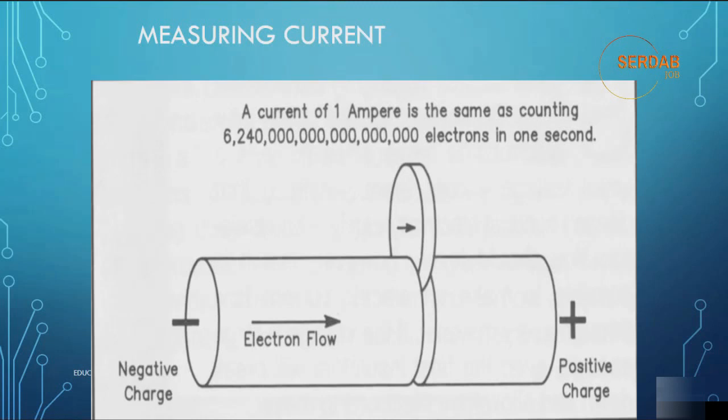Current is measured in amperes and, as shown in this illustration, 1 ampere is a large number of electrons flowing past a spot in the conductor in 1 second. As you can see in this illustration, 1 ampere equals that number of electrons. I won't read it in 1 second.